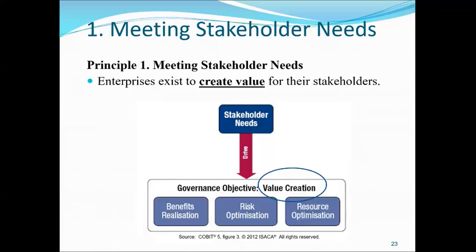Okay. So principle one, meeting stakeholder needs. Enterprises have stakeholders. You have to create value creation, benefit realization, risk optimization, and resource optimization. It's not risk minimization, it's risk optimization. There is no way to minimize risk. If you try to take less risk, either you will not get business benefit realization or resource optimization. It's an optimization.